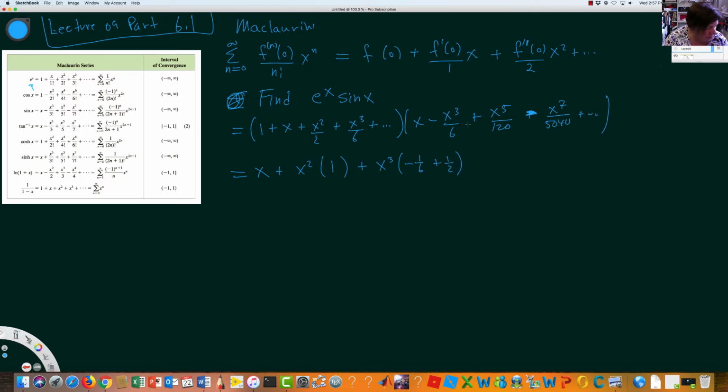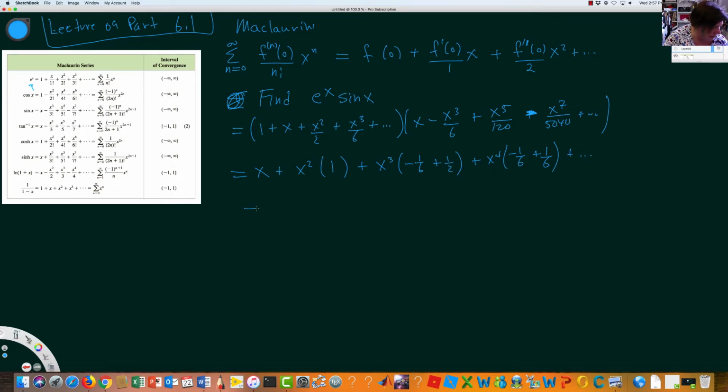Okay, let's see. What about x to the 4th? Plus x to the 4th. Let's see. What do we get for x to the 4th? Well, this times this gives me x to the 4th, so that's a minus 1/6. And then x cubed times x, so that gives me a plus 1/6. So that's going to cancel out. And that's it. And then there's other terms, right? So I'm just going to stop there.